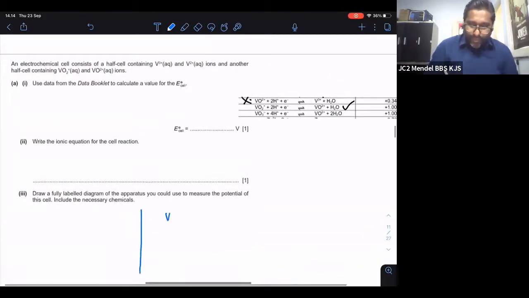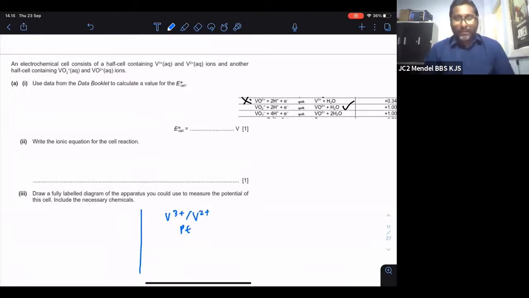One is going to be your iron half cell. Make sure you use platinum, and then you put the salt bridge. On the other hand, VO2+ and VO2+.